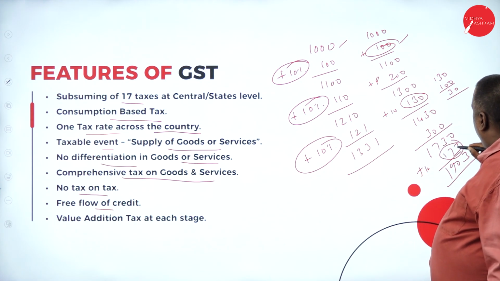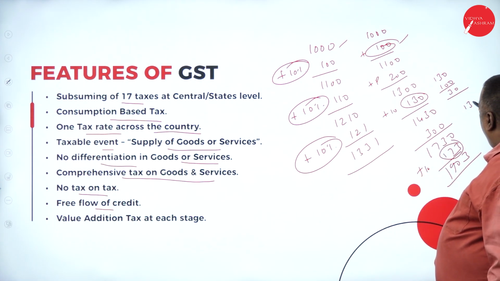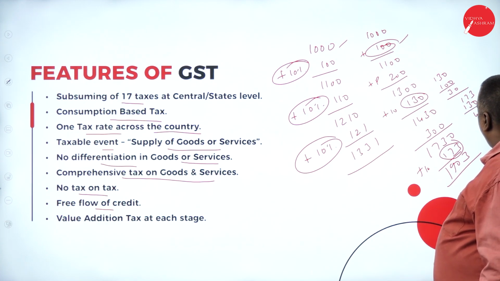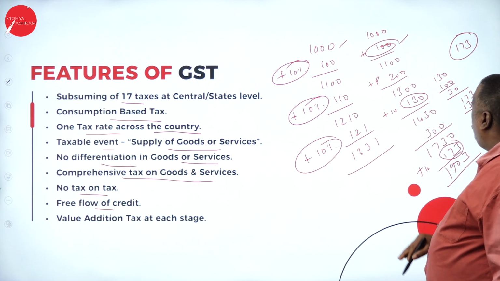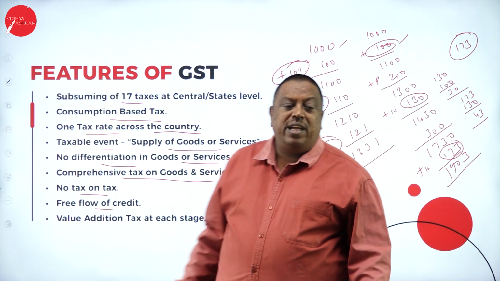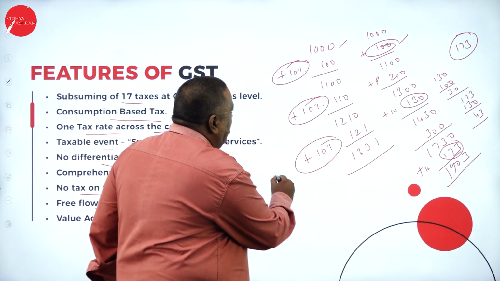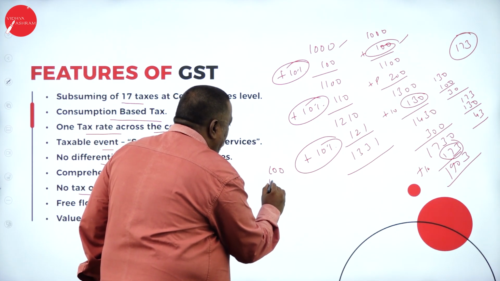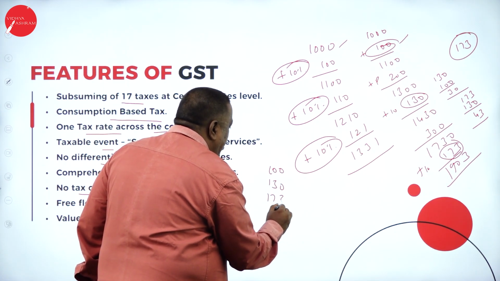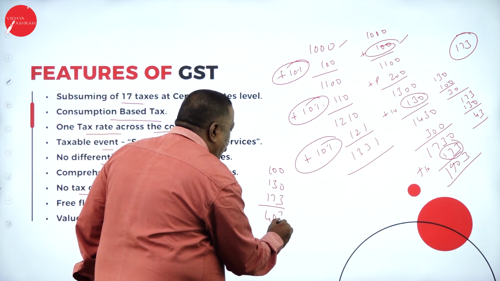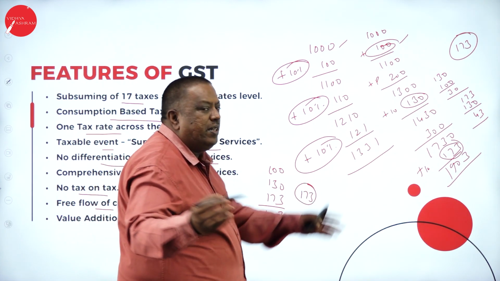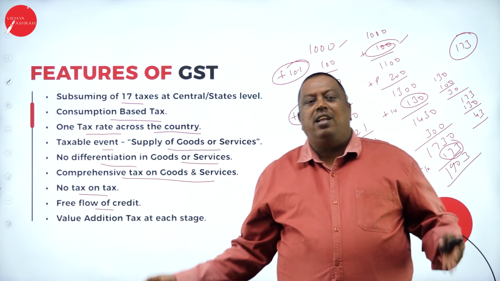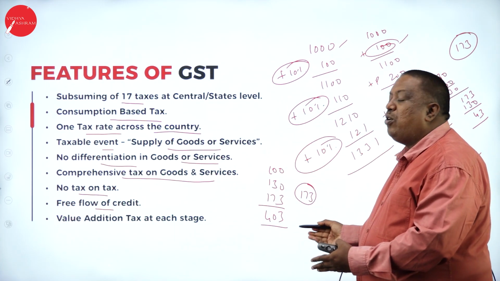And now, how much have we already paid here? 130. How much am I paying here? 173. So only 43. Means the tax paid is only 173, not as earlier, where I was paying tax 100, 130, 173. It is nothing but earlier I was paying 403. Now I'm paying 173. Which is better? You just think about that. Was the earlier concept better, or is the present concept better?